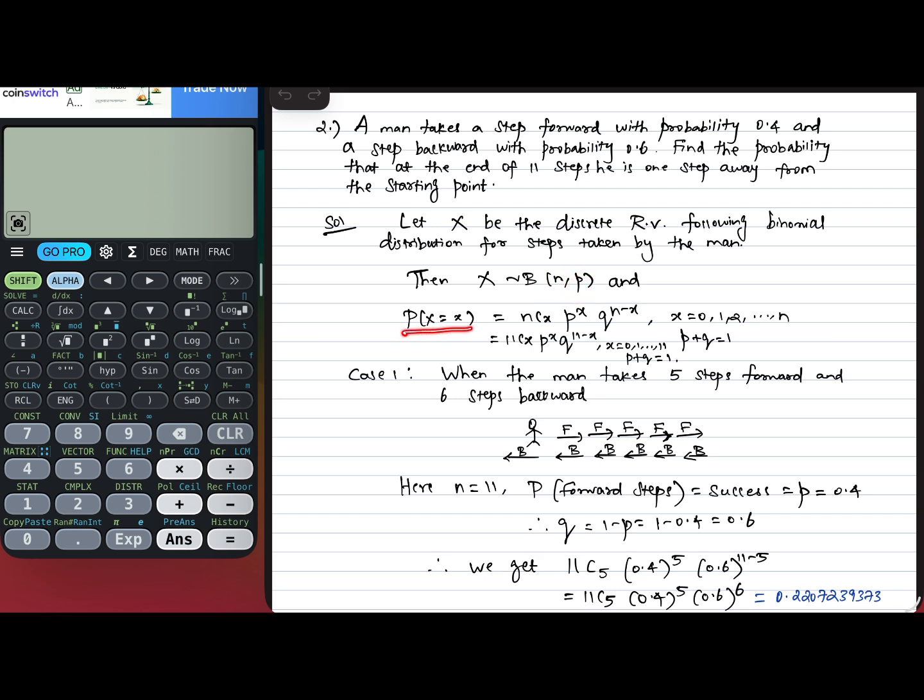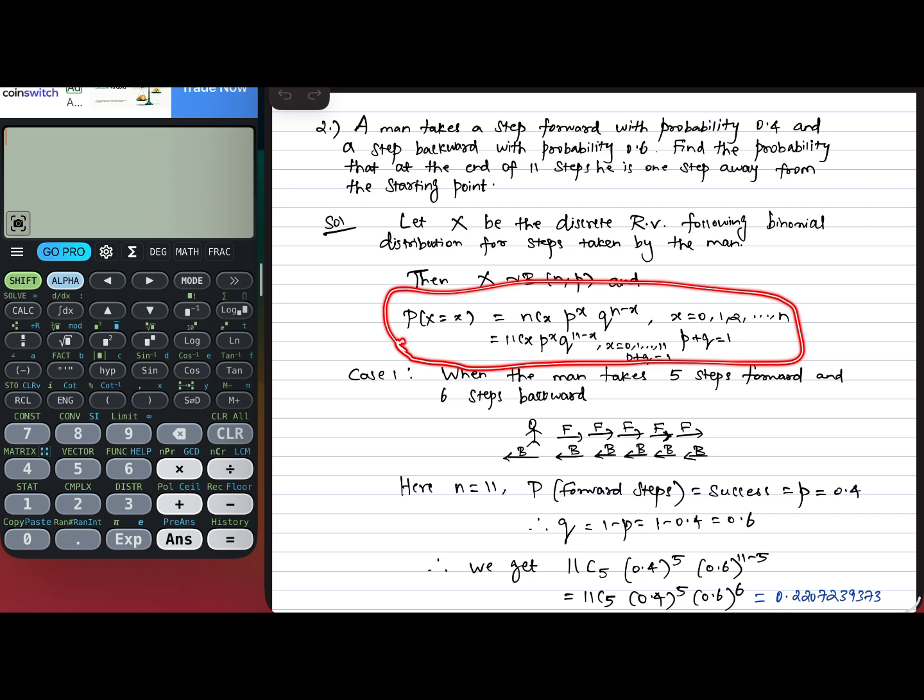Now the probability mass function is given as probability of X equal to x is nCx p to the power x q to the power n minus x, where x runs from 0, 1, 2, etc. up to n, and probability of success plus failure equals 1. Now we know very well the man will take 11 steps, therefore n is substituted as 11 here. So 11Cx p to the power x q to the power 11 minus x, where x runs from 0, 1, 2, etc. up to 11, and p plus q equals 1. So we just made this probability mass function with the number of trials to be 11.